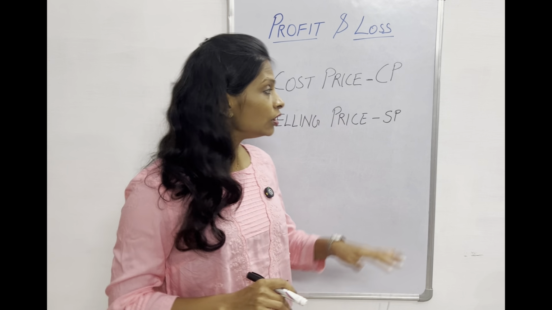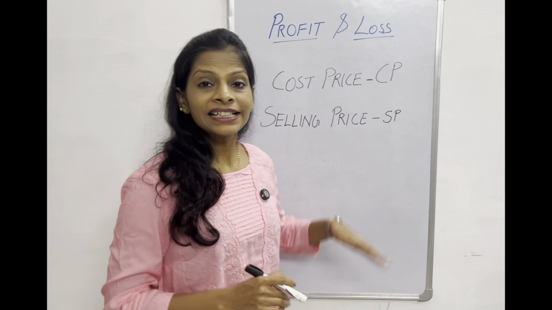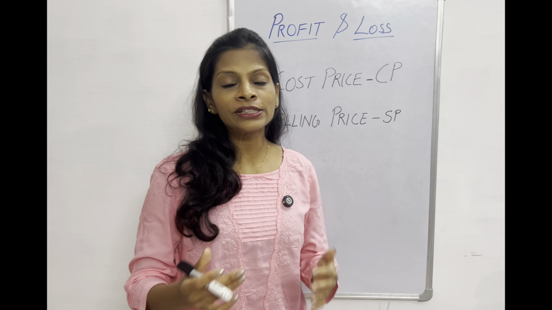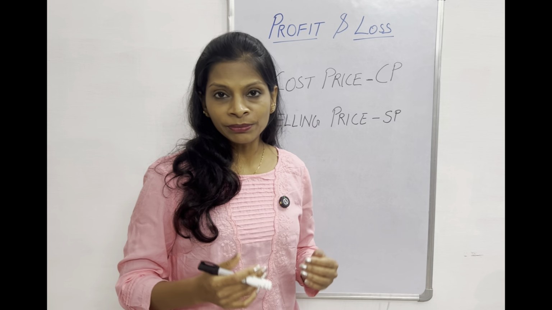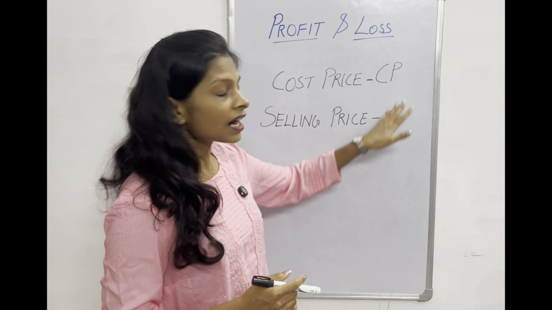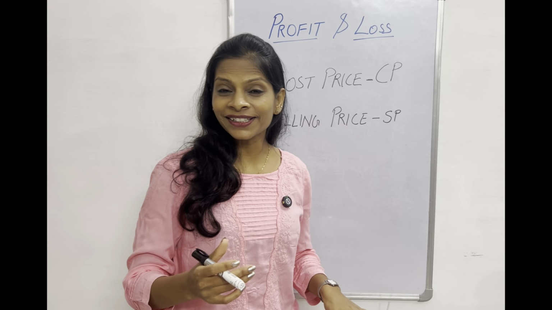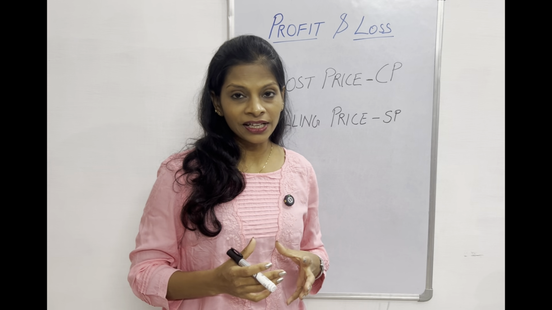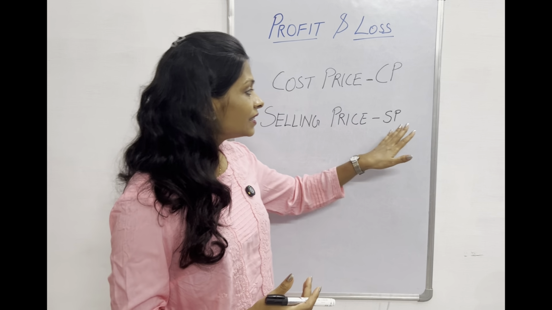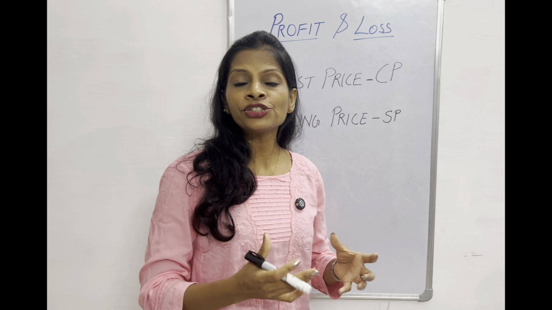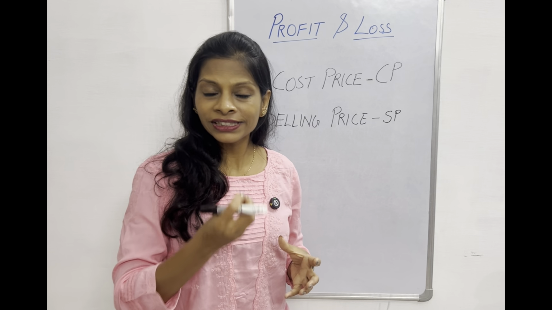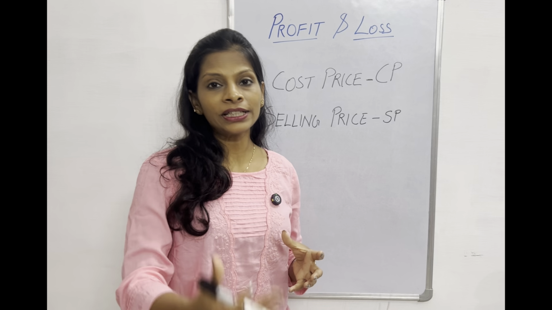Now, the value of the cost price and selling price decide whether the person when sold was in profit or in loss. By profit, we mean that the selling price was higher than the cost price and that is why he got a profit out of it. By loss, we mean that the selling price was lower than the cost price. So the price at which he bought the item, he had to sell at a lower price and that is why he had a loss.